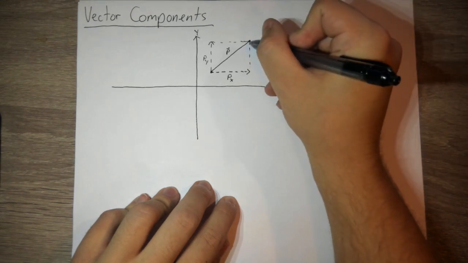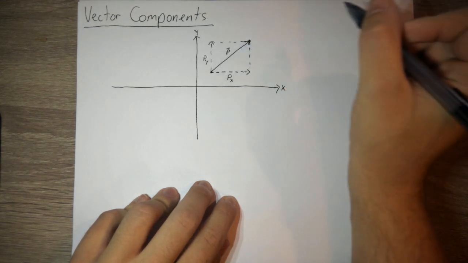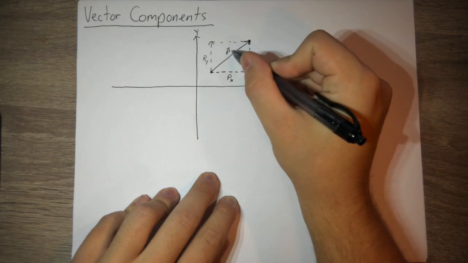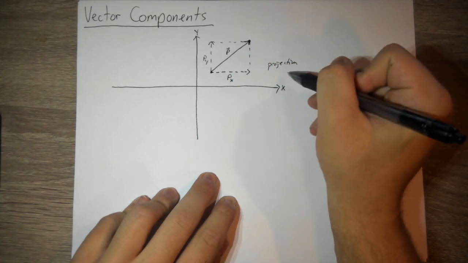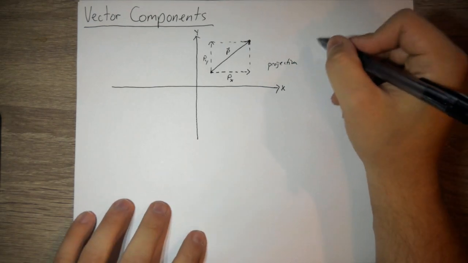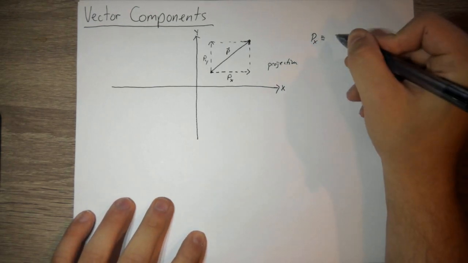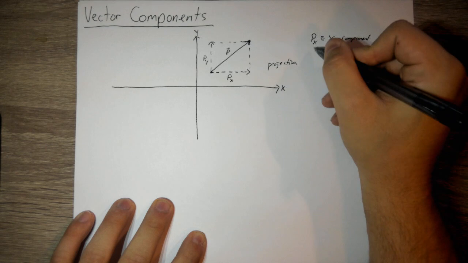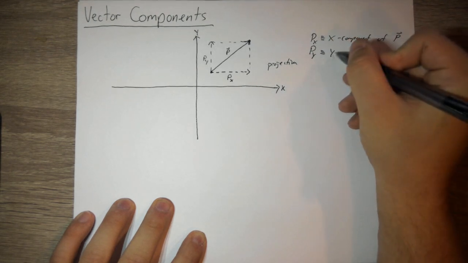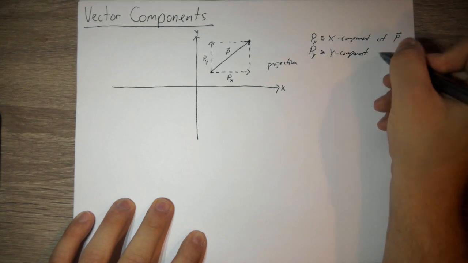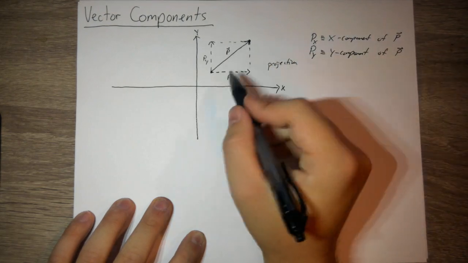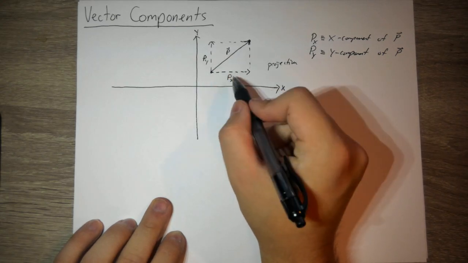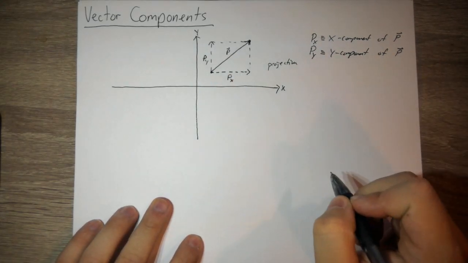But we can also describe it in a more sophisticated way, as px being the projection of p onto the x-axis. So to sum this up, px would be the x component of the vector p, and py would be the y component of the vector p. So what's the purpose of this? Why would we want to break a vector down into these two components?